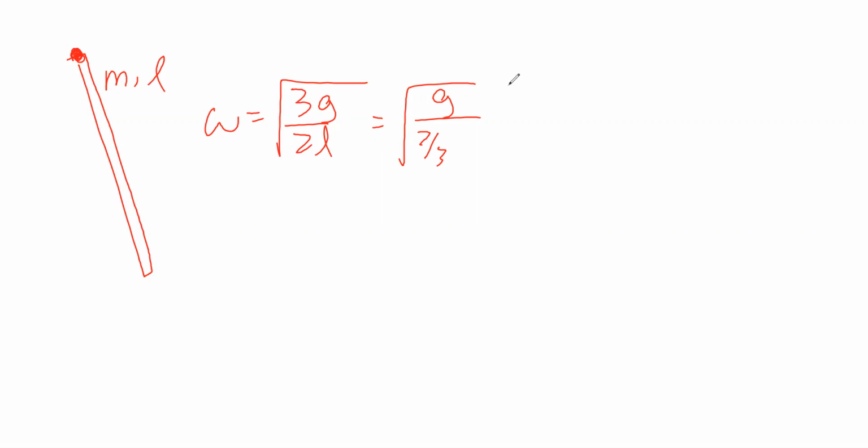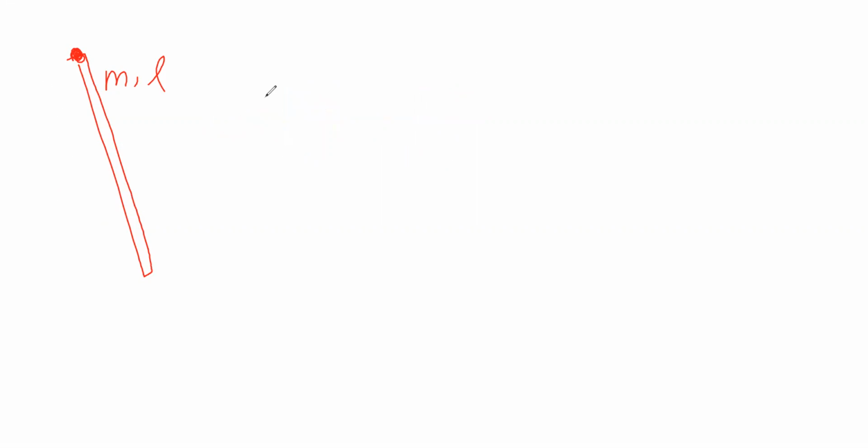What makes this problem more interesting is that we are going to add an effect to it. This is supposed to be a wall, and maybe it should be further to the left, but I want to connect a spring to it. I have an ideal spring with spring constant K. If you do this experiment, the pendulum will oscillate, but at a different rate because of the presence of the spring.